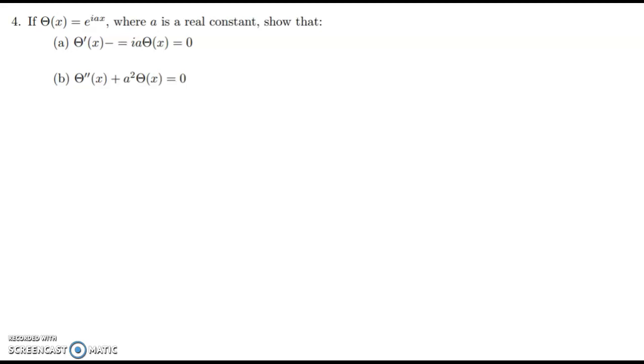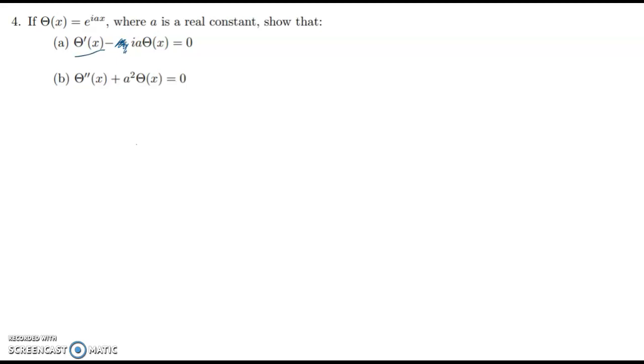If theta of x is given as this, where a is a real constant, then we have to show these differential equations hold. Okay, so apparently that is not supposed to be there. I'll go ahead and fix that. But if you are using the first version of the study guide, then you will see this, but just pretend that that's not there. Okay, so let's begin with the first one.